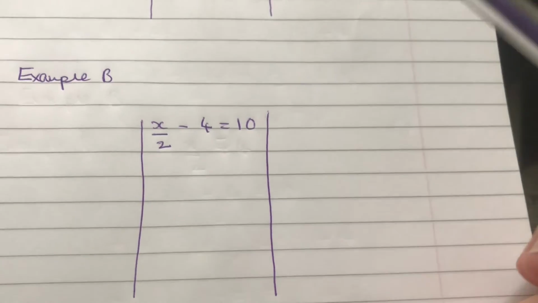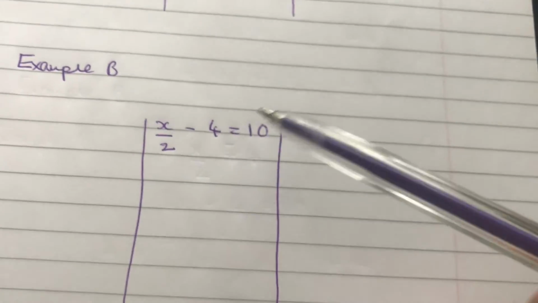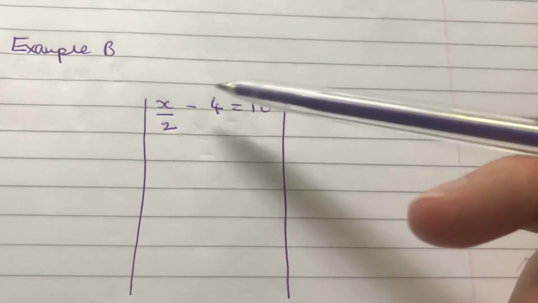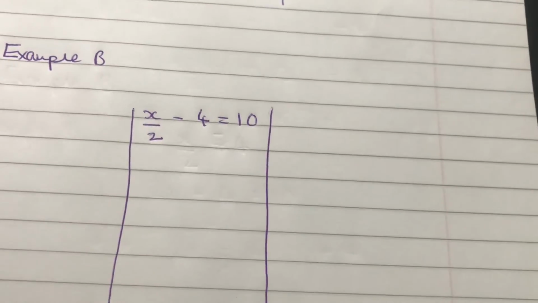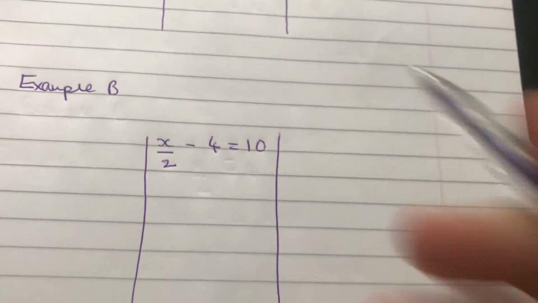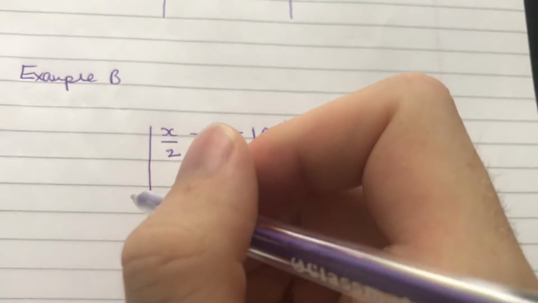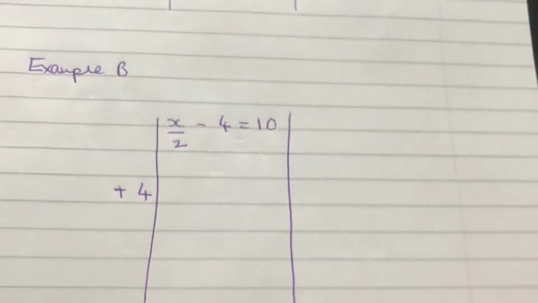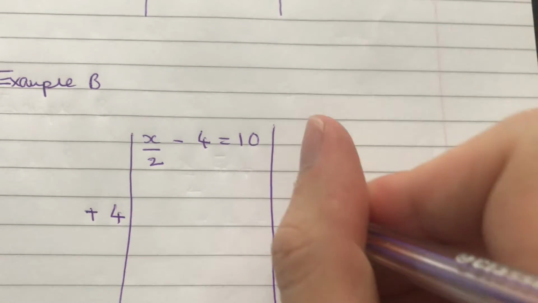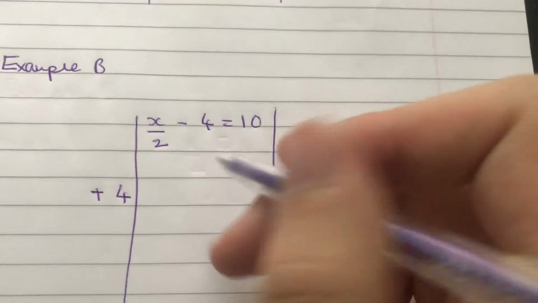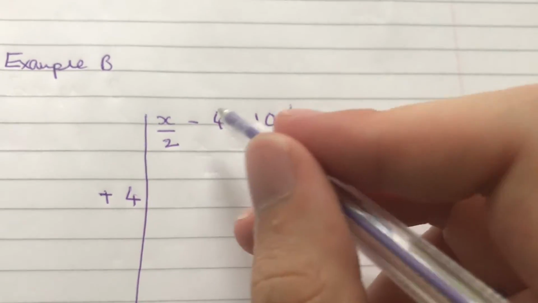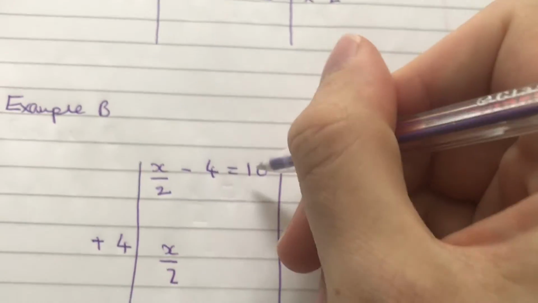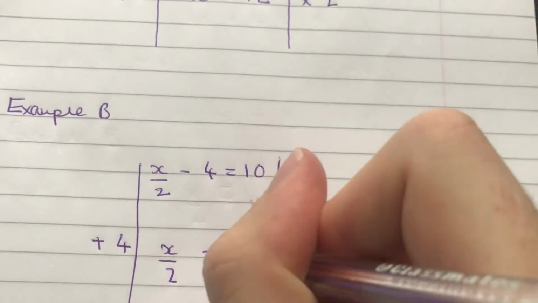So let's go backwards, find our inverse journey. We need to get rid of the take away 4, so we find the inverse of that, which is, opposite of subtraction is addition. So add 4 to both sides. So x over 2 minus 4 add 4 is just x over 2. And then 10 add 4 equals 14.